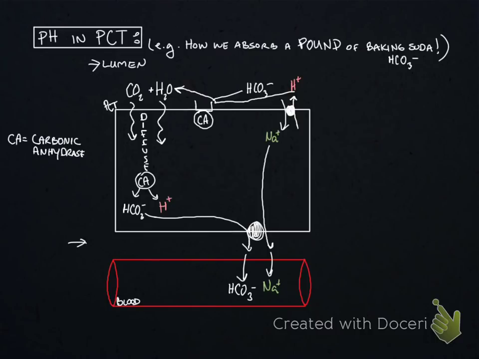There's one thing left in the cell here that we forgot about. Good old what? Hydrogen. He's stuck over there by himself. But remember, weren't we exchanging hydrogen for sodium? Look, he's going to go on out, and we're going to continue to pull sodium in. So that's basically how we are able to reabsorb a pound of baking soda in a day. Okay?